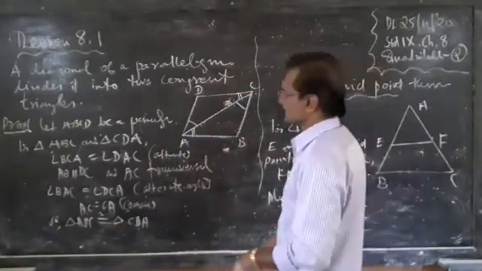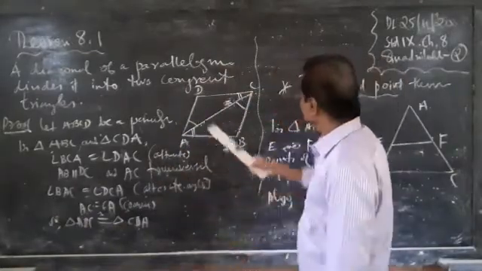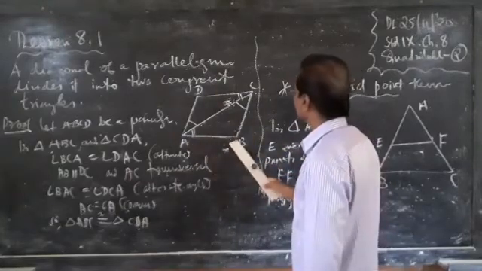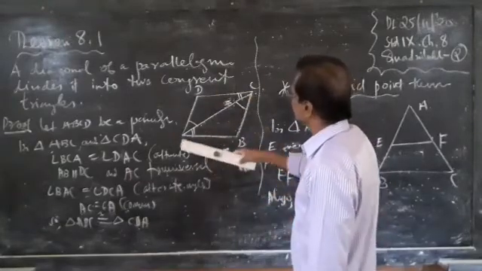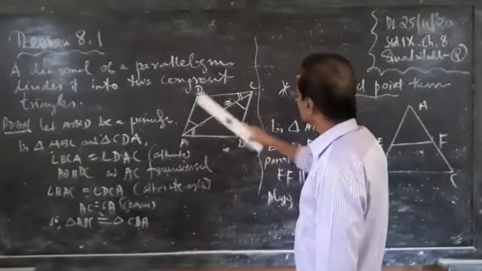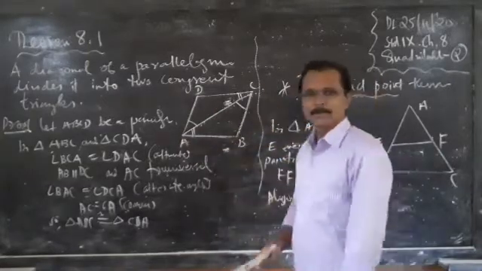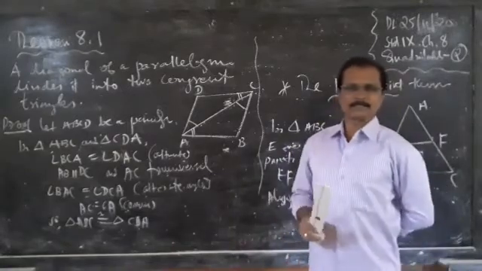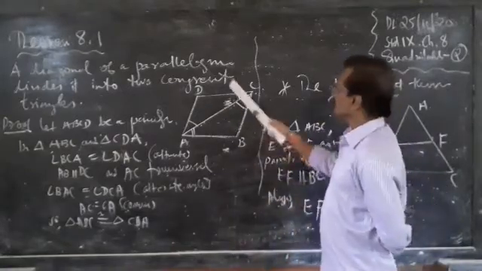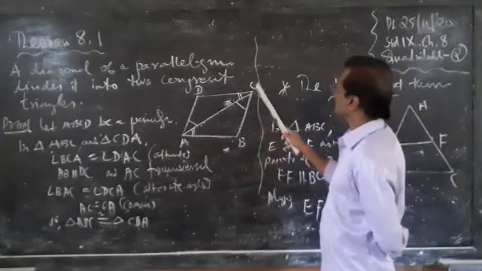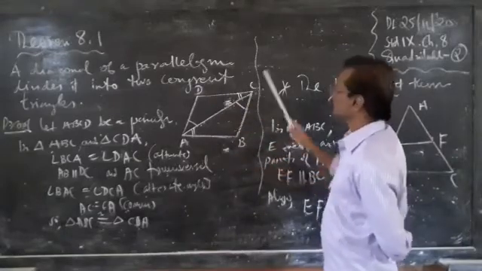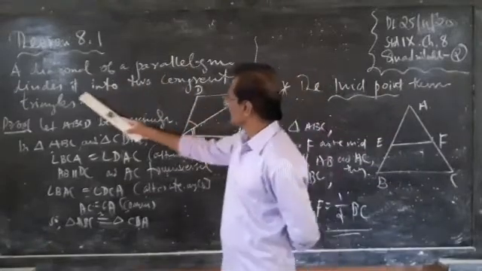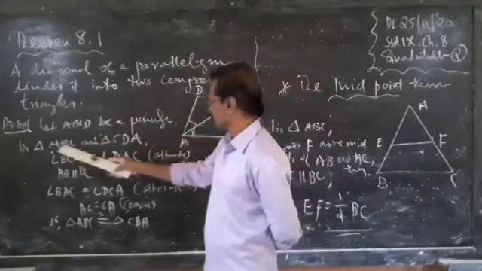Parallelogram ABCD. If ABCD is a parallelogram, then we know that opposite sides are parallel: AB and DC are parallel. At the same time, AD and BC are also parallel. That is the property of a parallelogram: opposite sides are parallel. Then what is the statement? A diagonal of a parallelogram divides it into two congruent triangles.